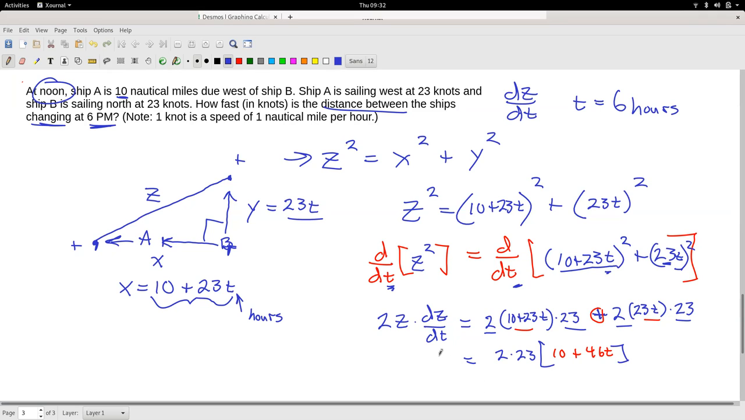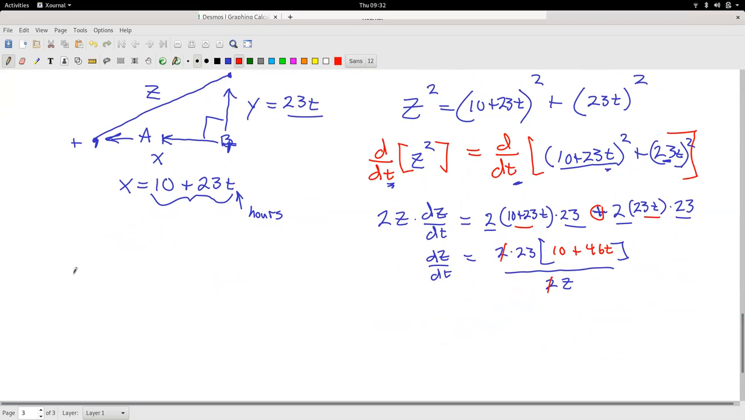And then I want to get dz dt alone. So I'm going to divide by the 2z. And then things clean up a little bit because I have 2 divided by 2 here. So that's kind of nice.